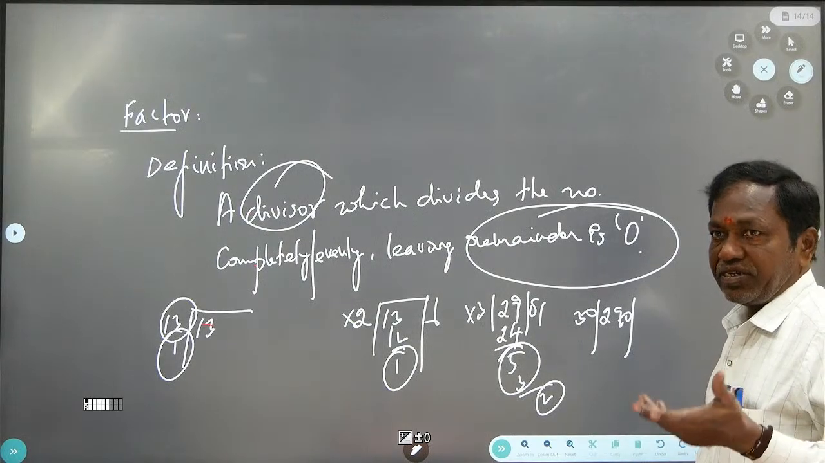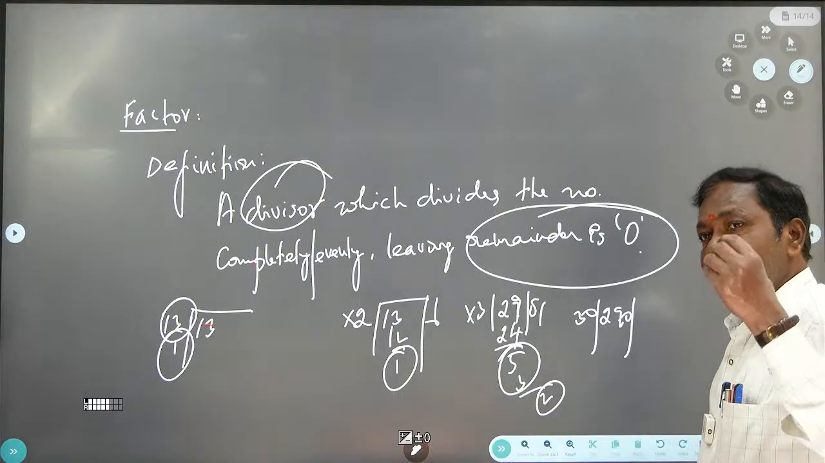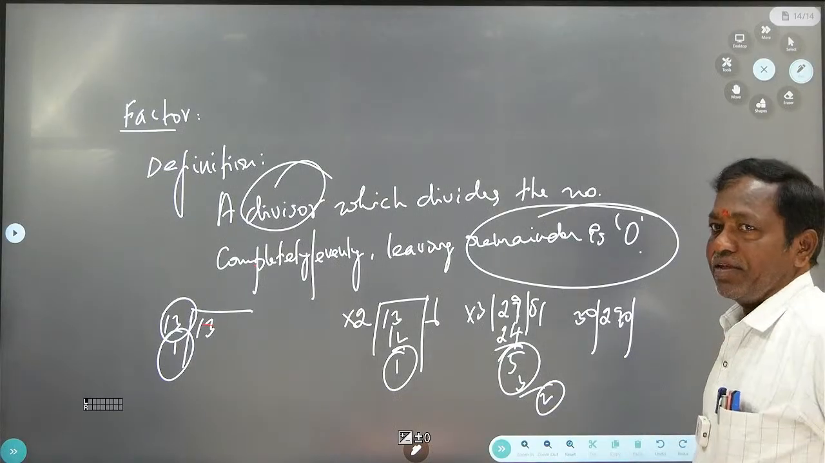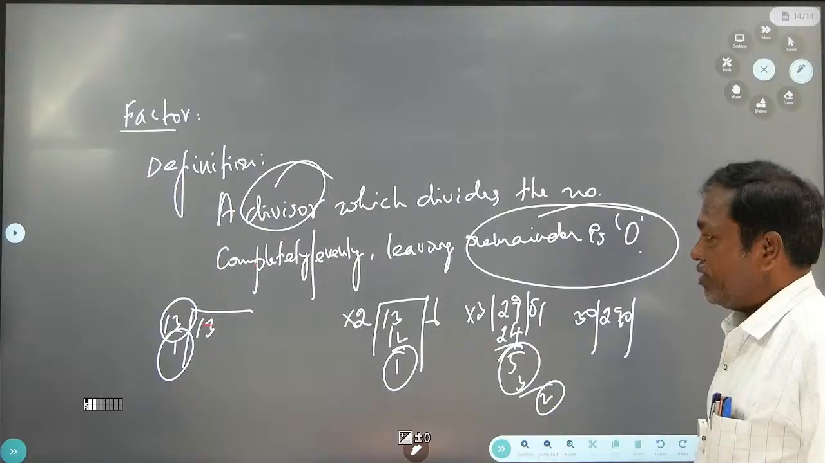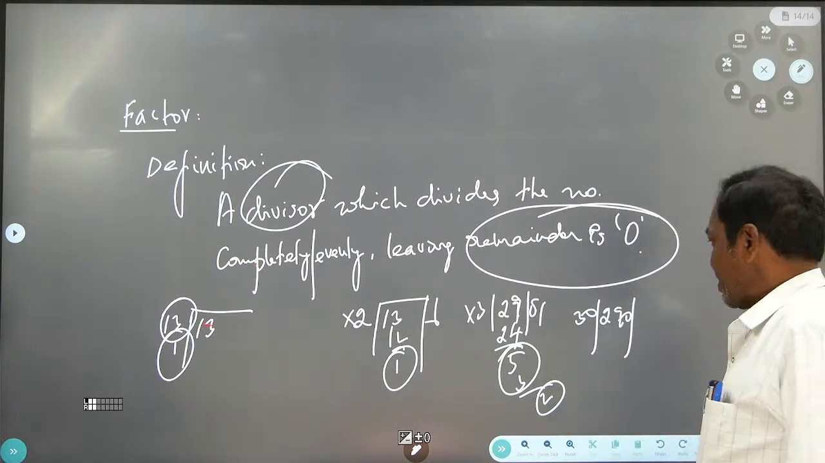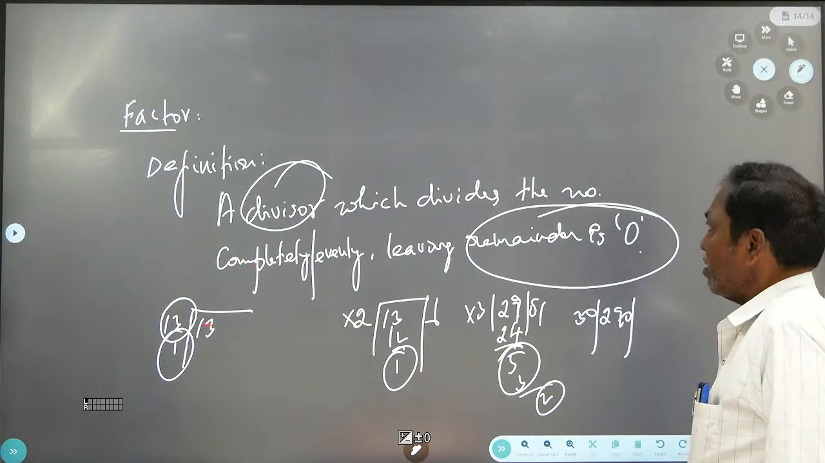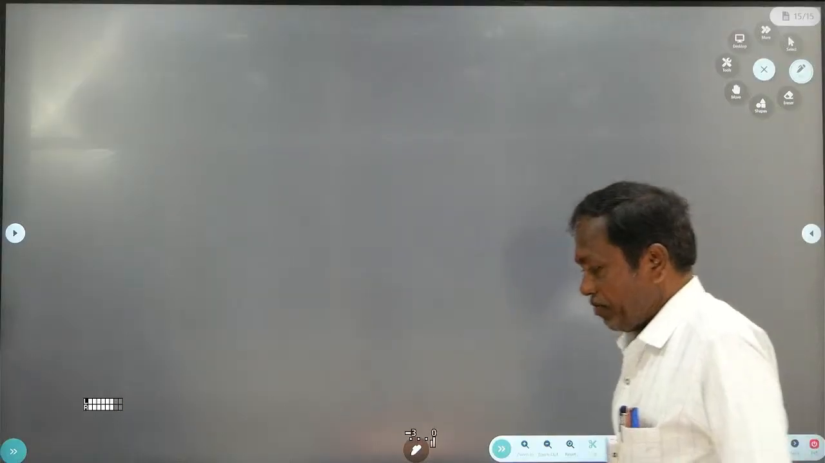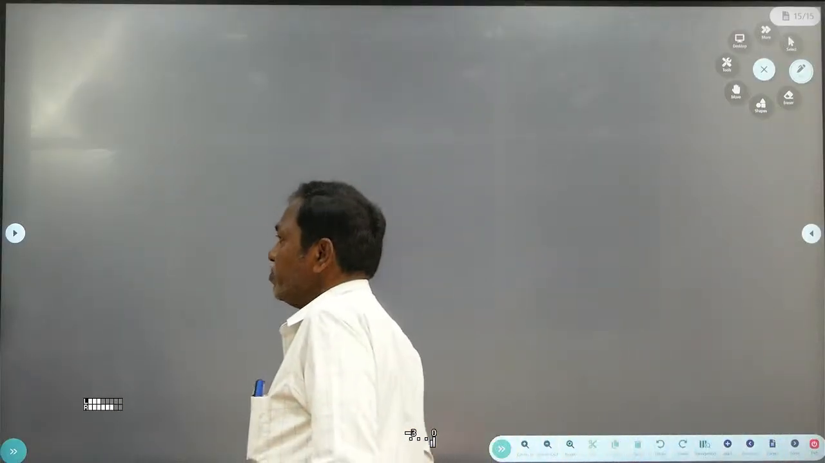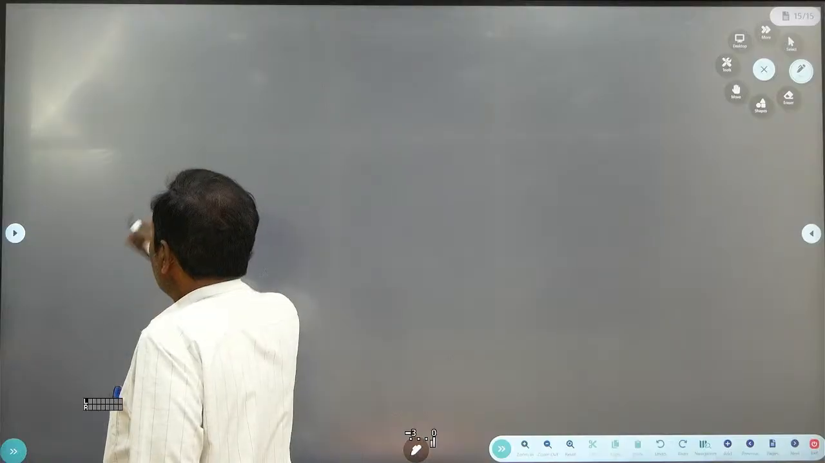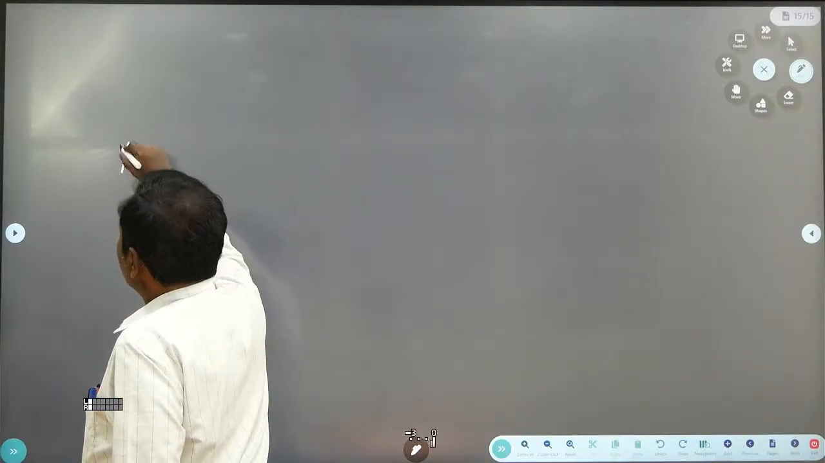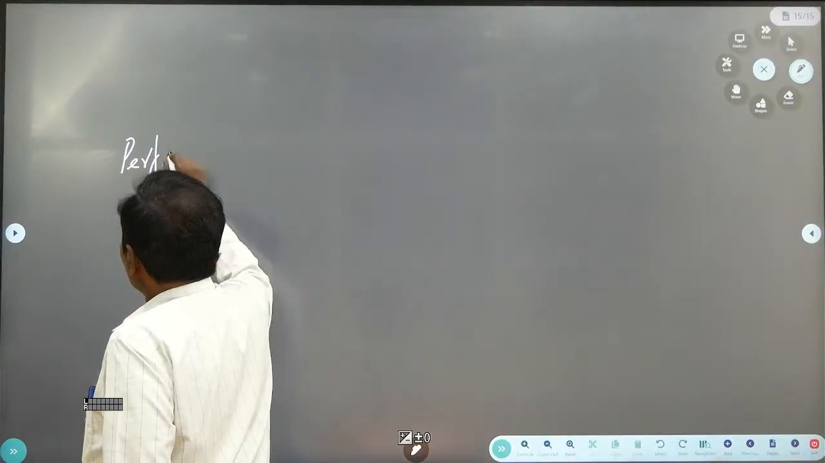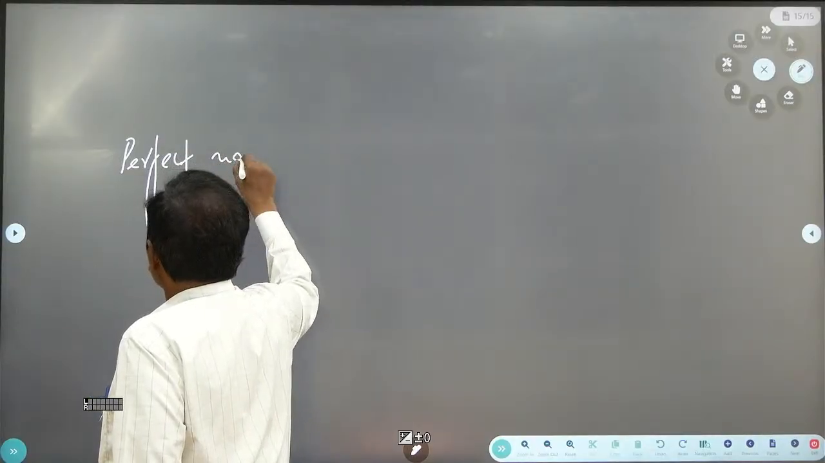But sir, that's the definition which was given even in the NCERT 6th standard book. Of course, we forget that. That is a different issue. Right. That's called a factor. Now we can see, and here also you can see, perfect number.